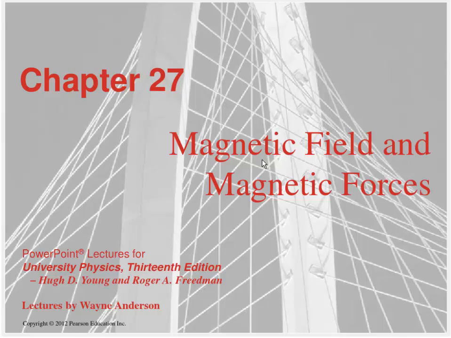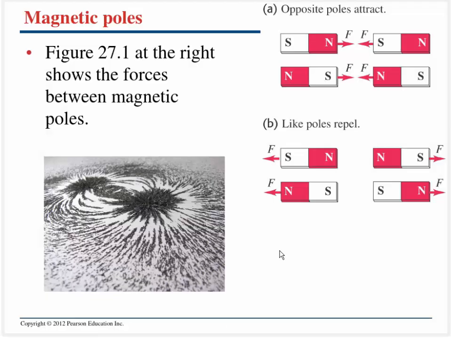Okay, let's talk about magnets, magnetic fields, and forces. It turns out that a lot of the stuff that we talked about for electric charges is going to apply to magnets. If I were to draw just a simple bar magnet, it's going to have a north side and a south side, and these sides are called poles, north pole and south pole.